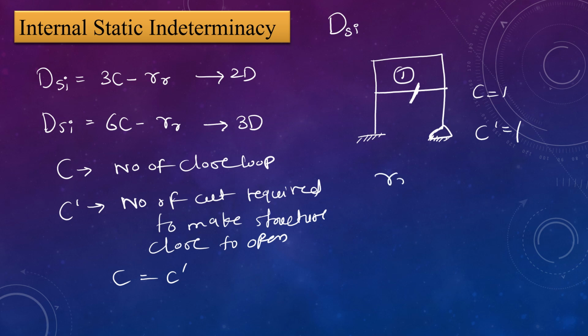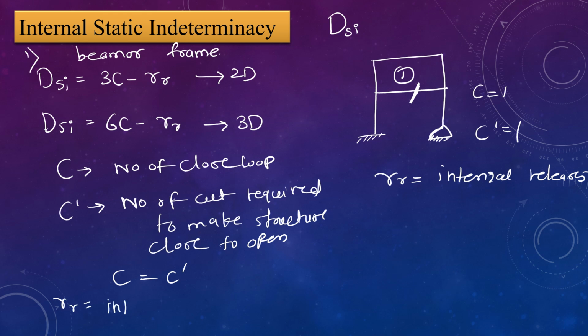Then RR is the internal releases present in a structure. We'll discuss internal releases further in the video. Mainly this condition is for beam or frame. Here I write RR is equal to internal releases.